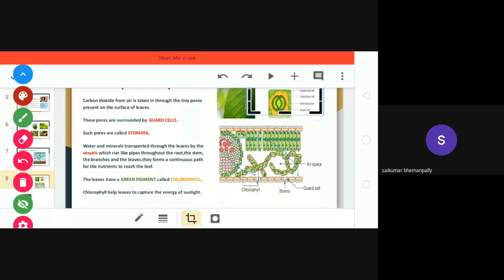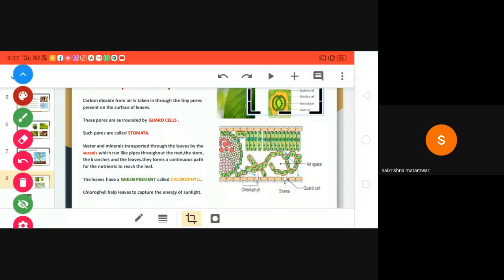Is it clear, children? Or shall I summarize once more? Okay, just a minute, I will summarize within one or two minutes. Carbon dioxide from the air is taken in through the tiny pores present on the surface of the leaves. Those tiny pores are called stomata, and these pores are surrounded by guard cells, which protect the stomata.